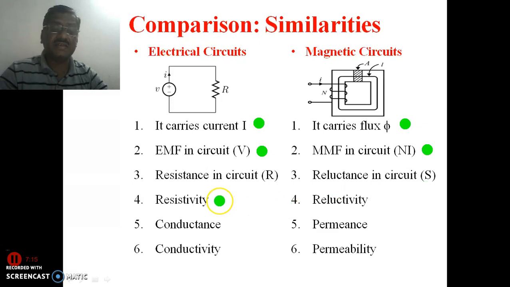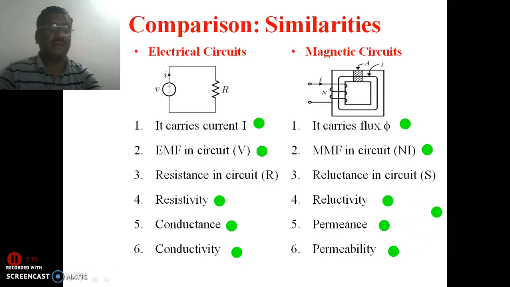In the electrical circuit, we have the resistivity. In the magnetic circuit, we have the reluctivity. In the electrical circuit, we have the conductance. In the magnetic circuit, we have the permeance. The similar parameter in the electrical circuit is the conductivity, and in the magnetic circuit, the similar parameter is known as the permeability of the magnetic path or magnetic medium.